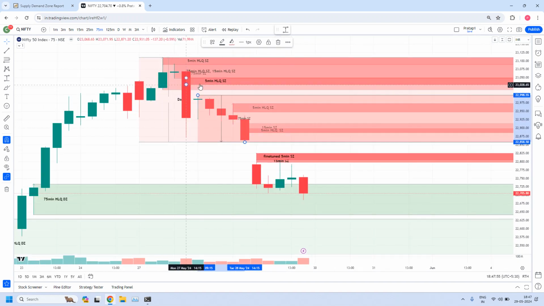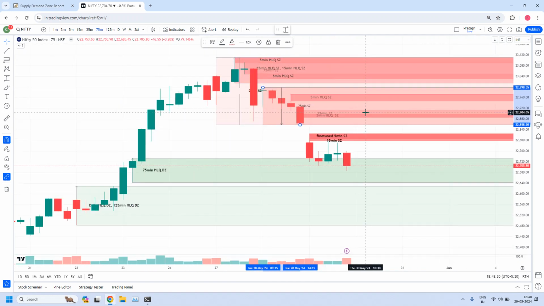Again, this daily zone is having another order flow here. We have another 75-minute supply zone, which is having a 15 minutes high liquidity supply zone, and below at the border line, at the proximal line, we have a 5 minutes high liquidity supply zone. At the distal line, we have a 5 minutes high liquidity supply zone. This 5 minutes high liquidity supply zone is responsible for creation of this 15-minute zone. So this is how this entire zone is created. Very interesting.